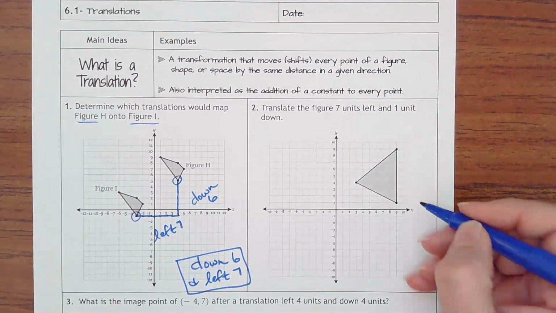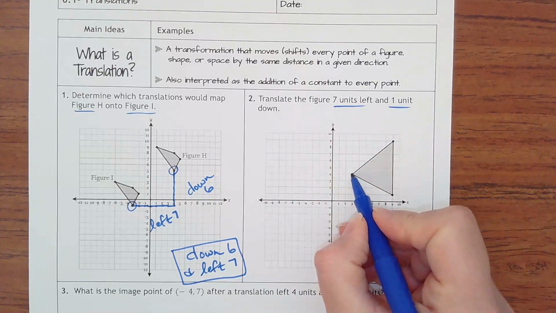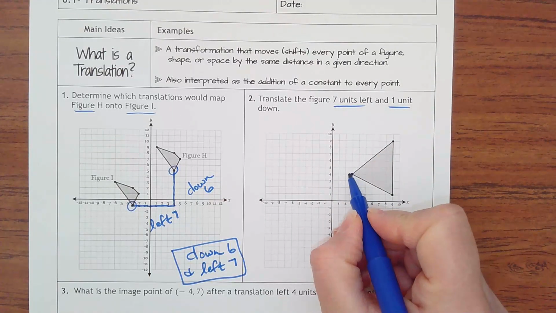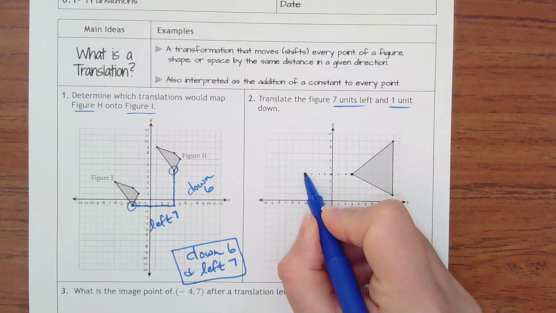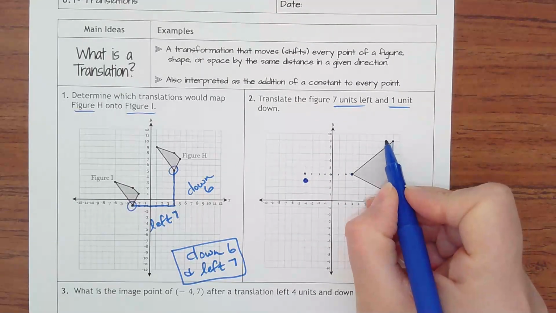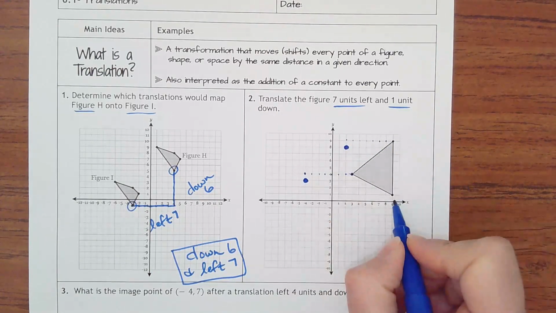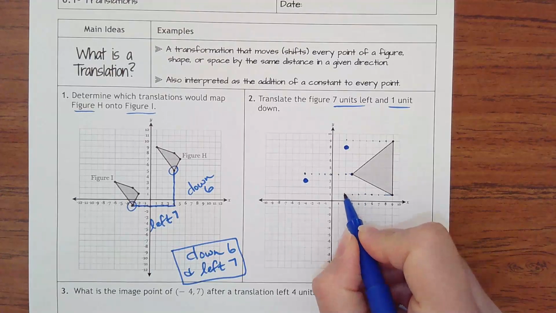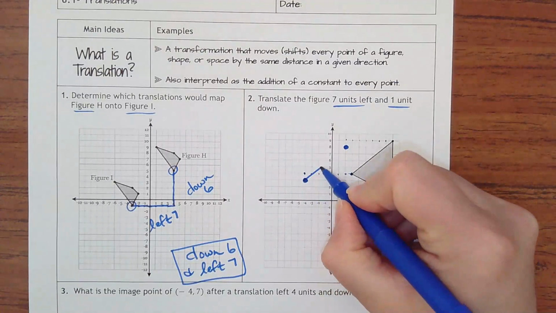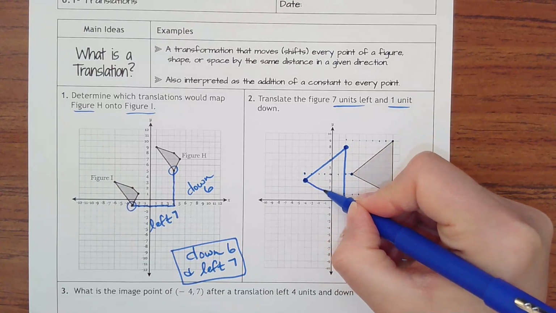All right, number 2, you're actually doing the shifting. So we're going to translate this shape 7 units left and 1 unit down. So pick a point, go left 1, 2, 3, 4, 5, 6, 7, and then down 1. And when you connect it, it should make the exact same triangle.